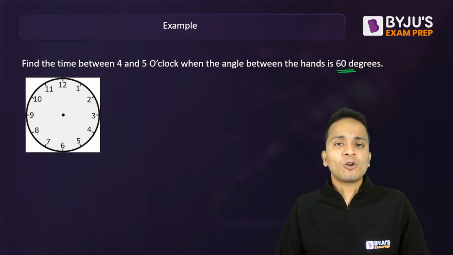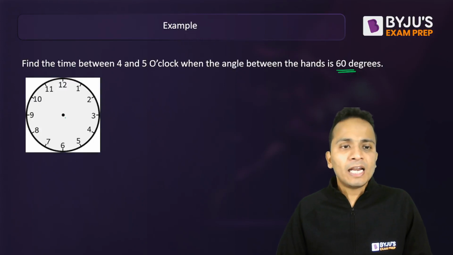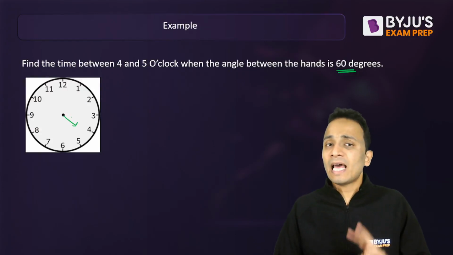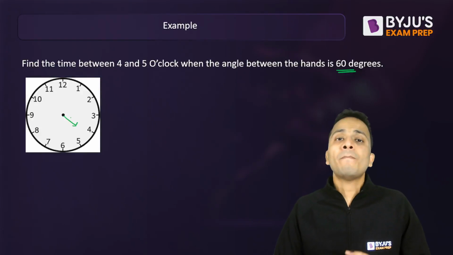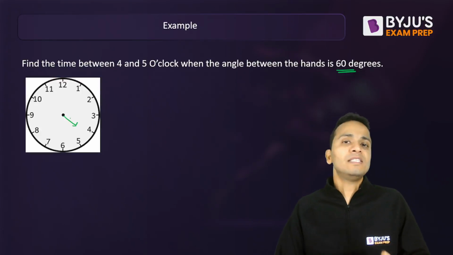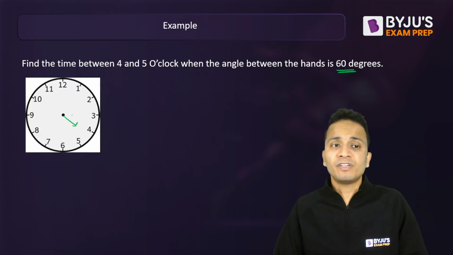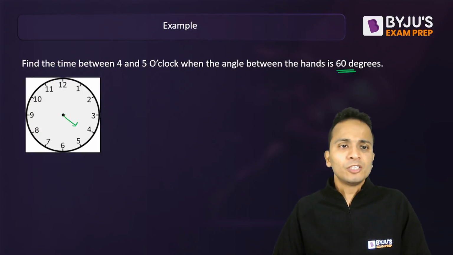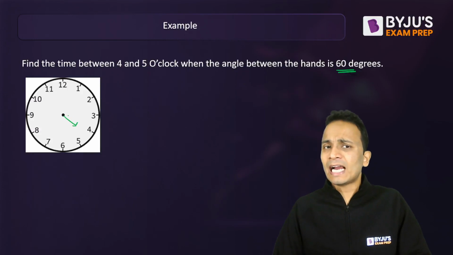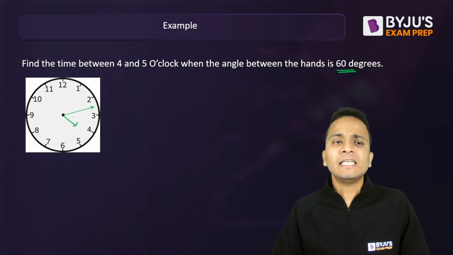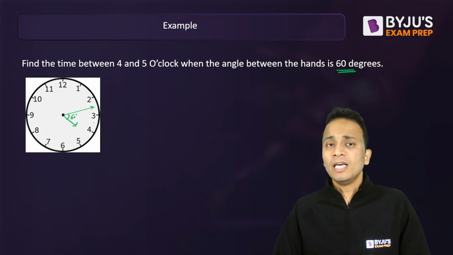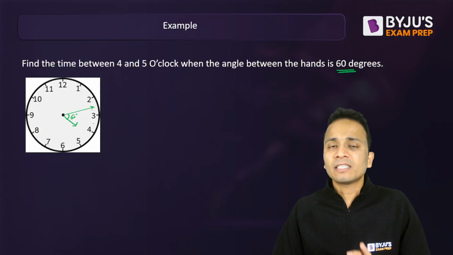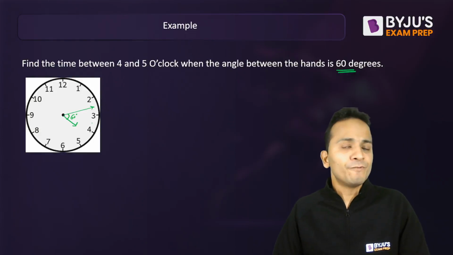So between 4 and 5 o'clock, I can say that the hour hand will definitely be between 4 and 5 o'clock. Okay. And the angle is 60 degrees. Now the 60-degree angle can happen twice. Once when the minute hand is before the hour hand, and the second case can be when the minute hand is after the hour hand. So let's make the first case. I don't know the exact position of the minute hand, but I can say that the 60-degree angle can be made like this when the minute hand is before the hour hand. Now I'll find out the exact time at which this will happen between 4 and 5 o'clock.